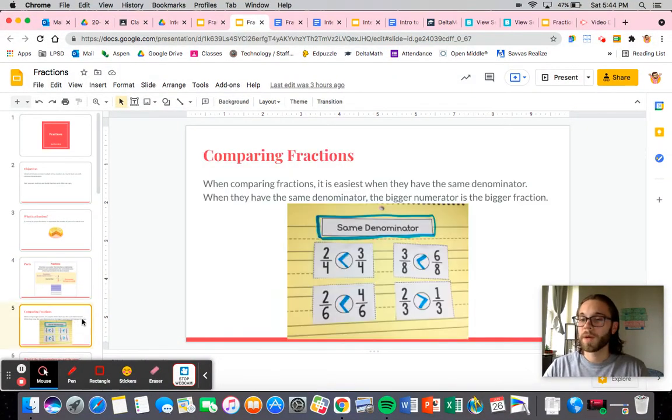Now, when you're comparing fractions, because sometimes it can be tricky to tell which one's bigger and which one's smaller, the easiest thing to do is to find the same denominator. When you have the same denominator, you know that the bigger numerator will be the bigger fraction. If I have eighths as my denominator, and I have 6/8, I know that's more than if I had 2/8, right? 2 versus 6.